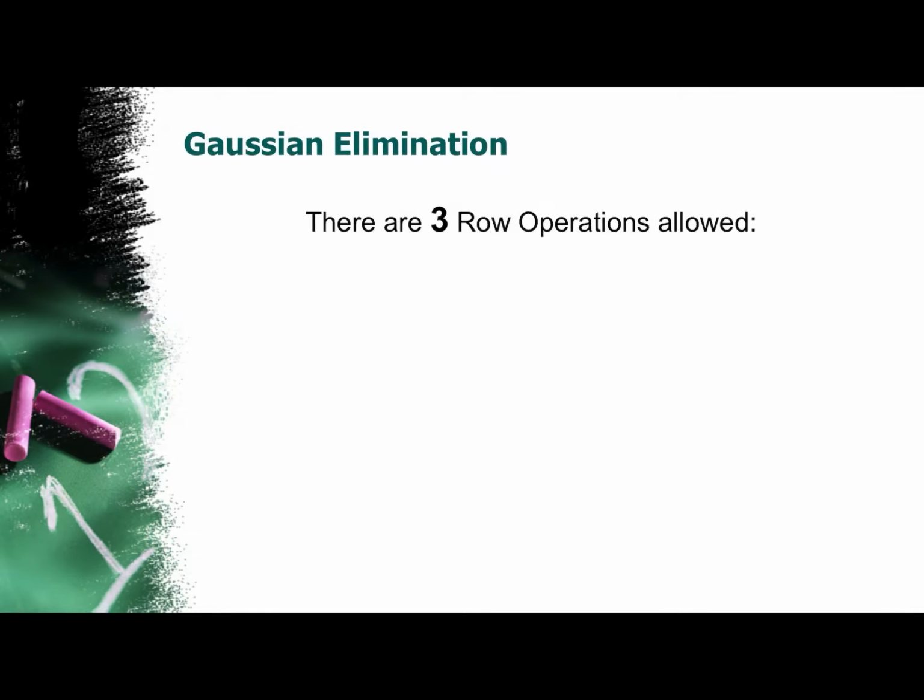Okay? So when we start with an augmented matrix that's coming from a system of equations, there are 3 row operations that we're allowed to do. And they fit really well with what we could do with equations, right? So you can interchange 2 rows. It really doesn't matter the order that we got the system of equations. I mean, we can change the order.